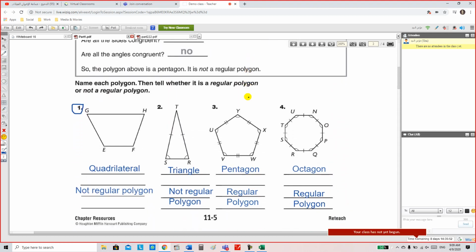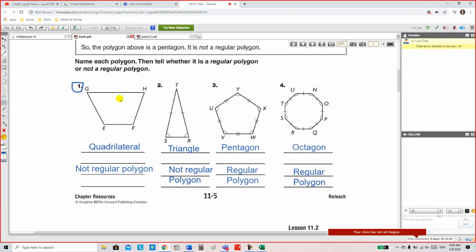Now, in the first one, we have 4 sides. Count it, we have 1, 2, 3, 4 sides. So it will be quadrilateral. I will ask you, is it regular or not regular? Regular means all sides are congruent. Is this all sides are congruent? No, there is no sign that tells us that all sides are congruent. So it's not a regular polygon.